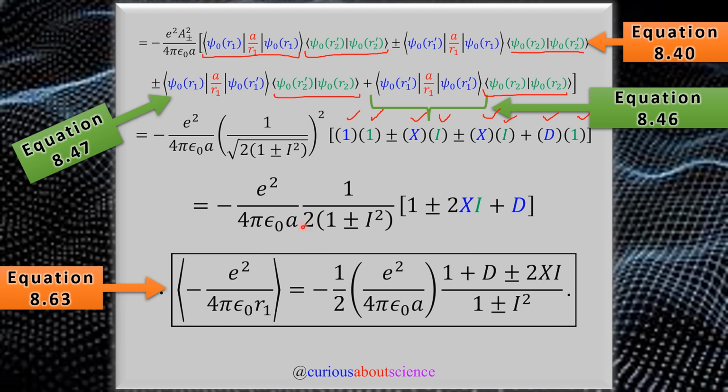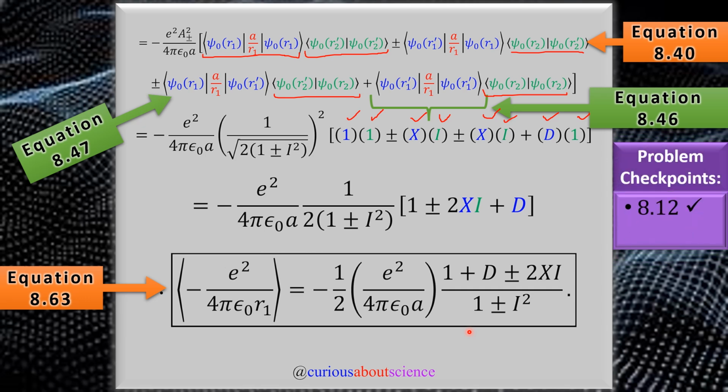So the 2 that was in the denominator here and the negative sign get put out front. Then, of course, we see our friend e squared over 4 pi epsilon naught over a. So, again, that's been common for quite a while, since chapter 4. And then we see some combination here of all the different overlap, exchange, and direct integrals. So that brings us to our conclusion for 8.13.